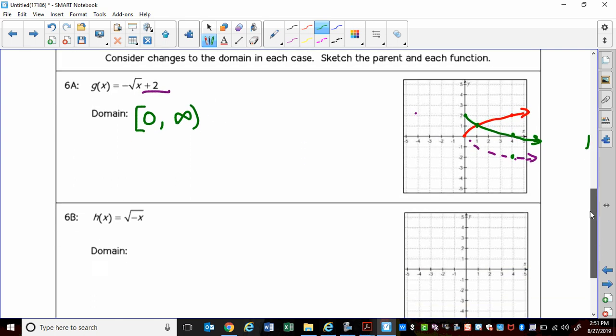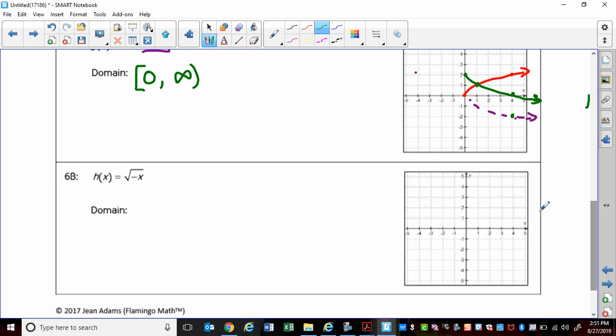Now let's look at how this is different from the square root of -x. Remember, if we're plugging in a -x or substituting in a -x, we're going to actually reflect it across the y-axis. So let's write that down. Reflect across the y-axis.